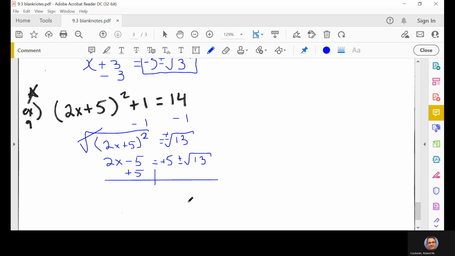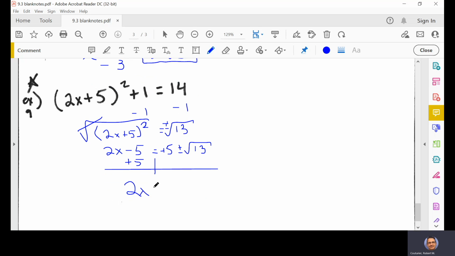Right? We have 2x is equal to 5 plus or minus the square root of 13. X is still not alone. Divide by 2. Divide this entire piece by 2. Like that. This becomes our final answer. X equals 5 plus or minus the square root of 13, all divided by 2.